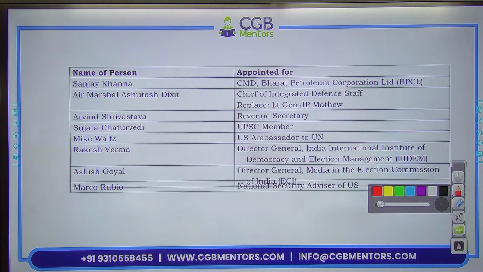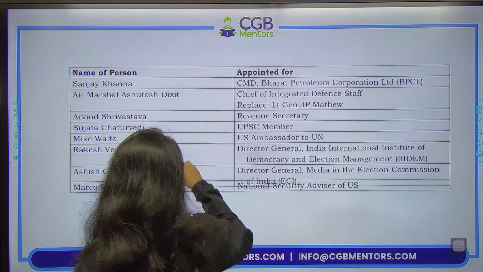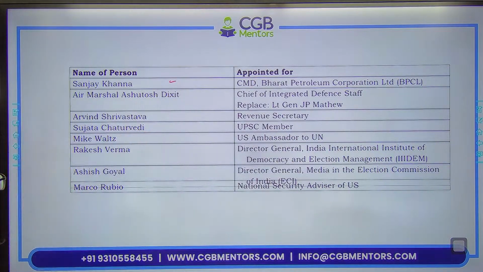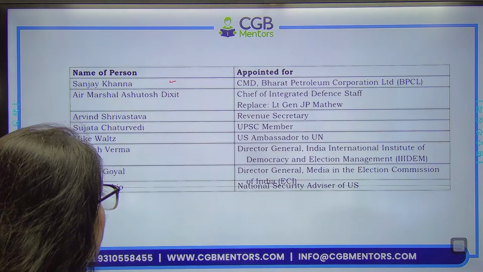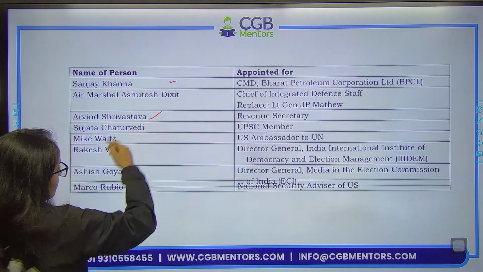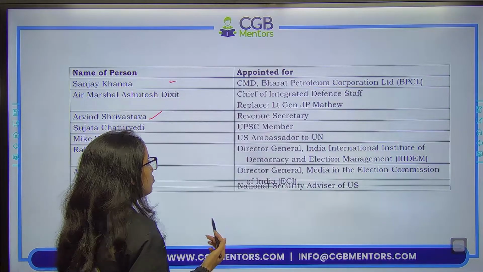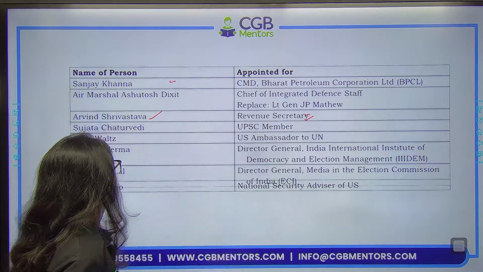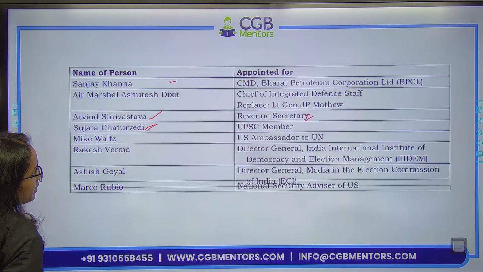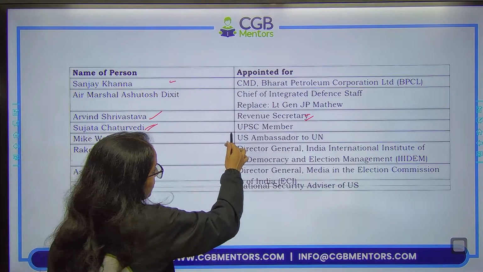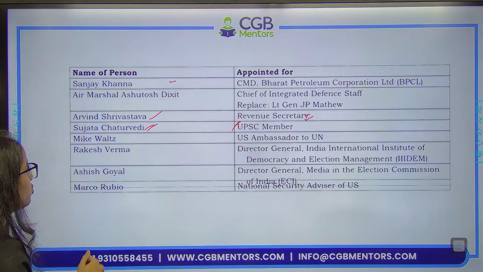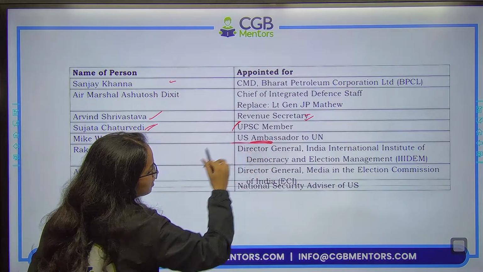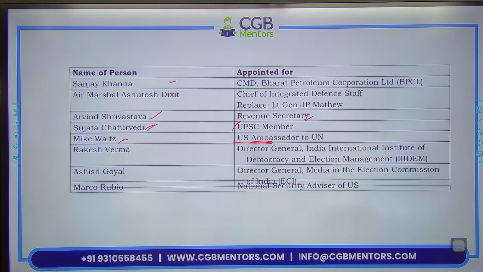Then we have appointments. Sanjay Khanna appointed as CMD of BPCL. Air Marshal Ashutosh Dikshit appointed as Chief of Integrated Defence Staff. Arvind Srivastava, we have already discussed, Revenue Secretary. Sujata Chaturvedi appointed as a member of the Union Public Service Commission, UPSC. Mike Waltz appointed as US Ambassador to the United Nations. Rakesh Verma appointed as DG of India International Institute of Democracy and Election Management.